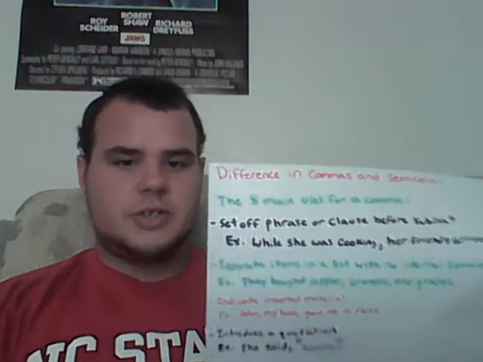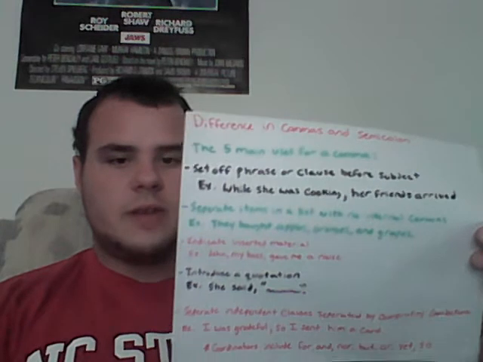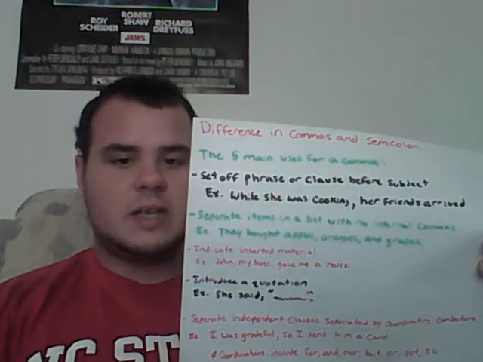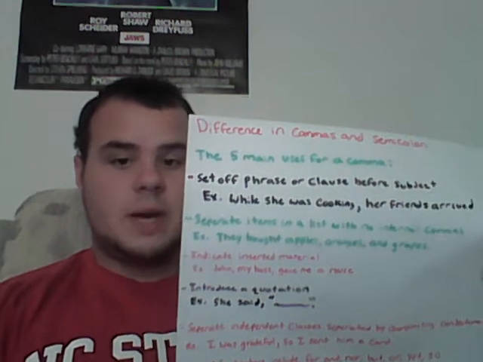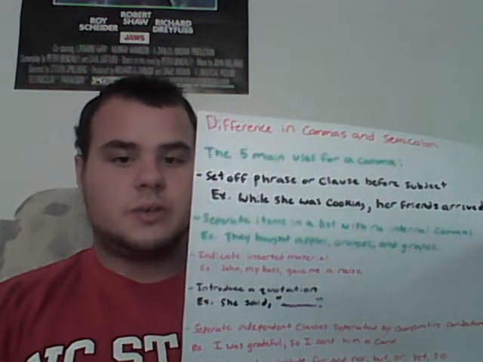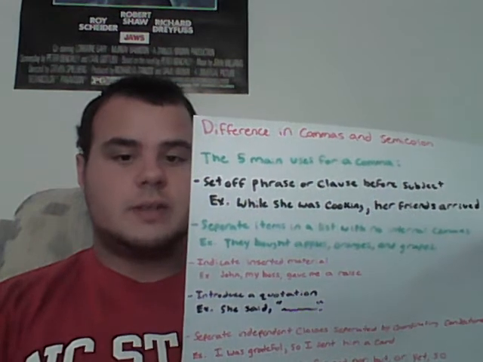A lot of people ask what is the difference between the comma and the semicolon, and I've created a small list here that shows part of that. The five main uses for the comma start with setting off a phrase or clause before the subject: while she was cooking, her friends arrived. So you've introduced the phrase before you introduce the subject, which is her friends.